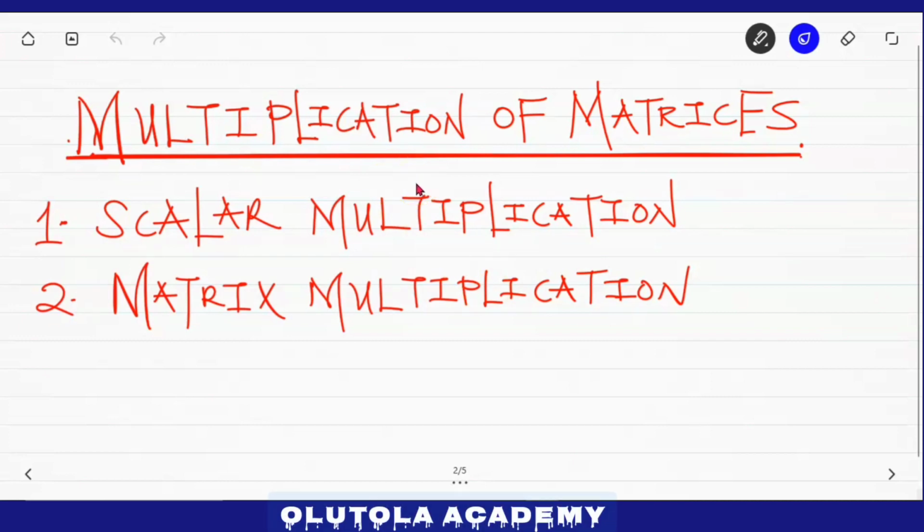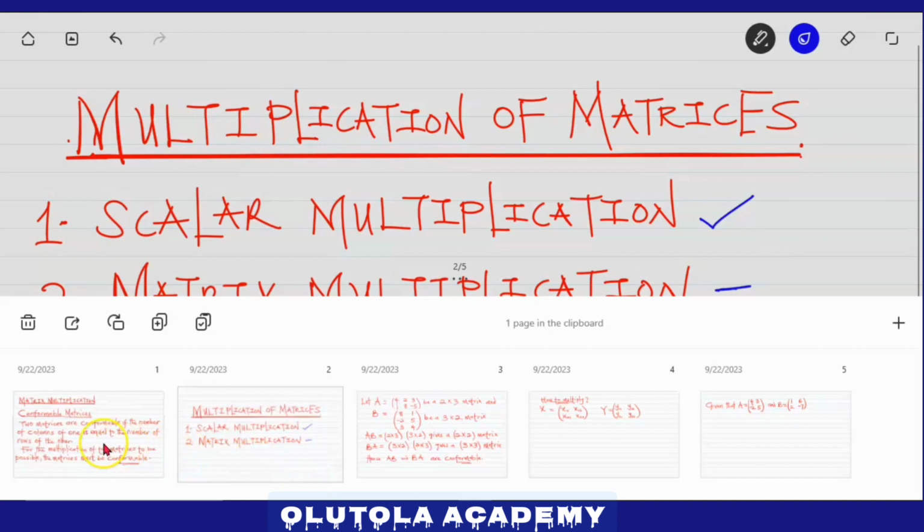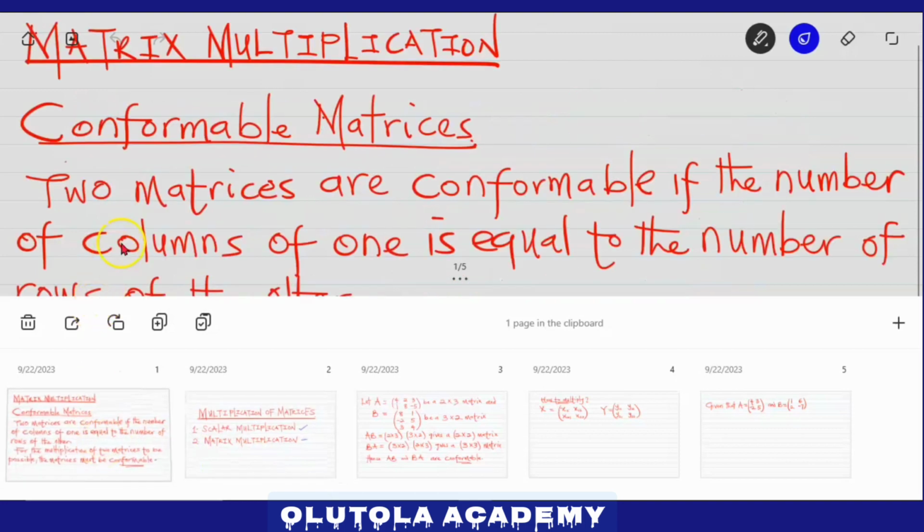The link is in the description, and in the previous lesson I did the scalar multiplication, but in this lesson I'm going to work on matrix multiplication. There is a big difference in the way we do both multiplications. So firstly I want to show you what we mean by conformable matrices.